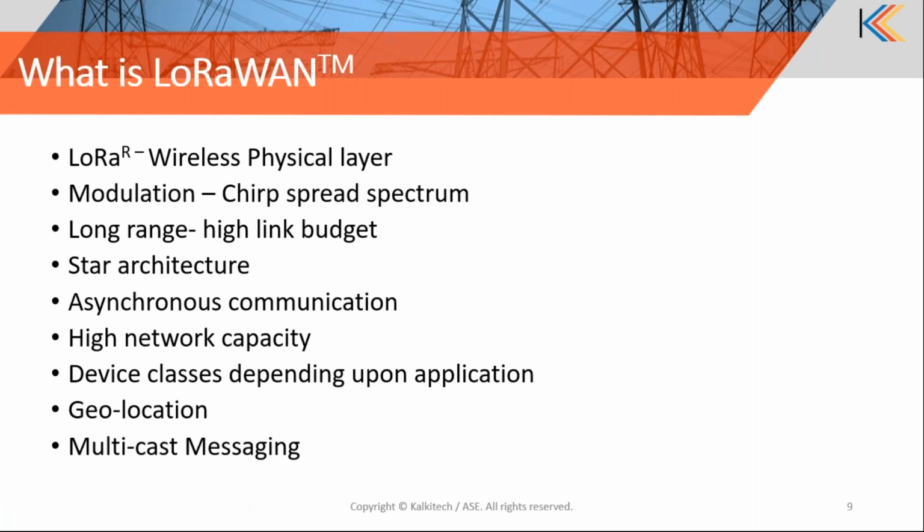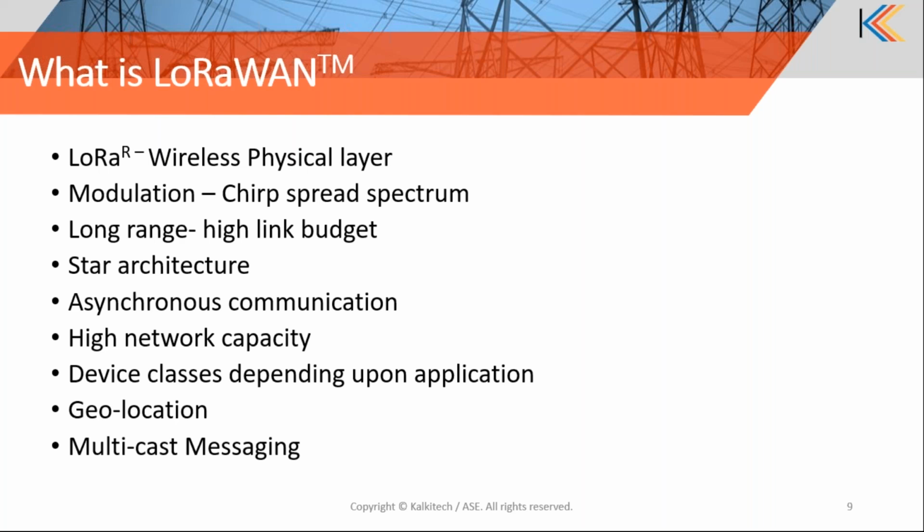Another advantage is that it is 2 to 3 times less expensive than traditional operator cellular networks, mainly because of the better coverage, and it operates on license-free and cost-free ISM bands. That's the industrial, scientific, and medical bands, which are specific bands set aside for free public use.